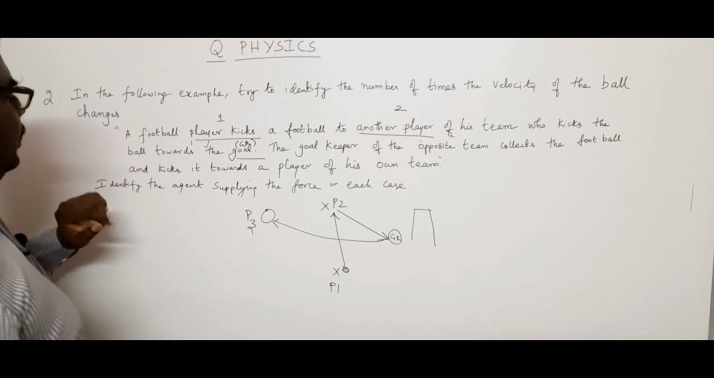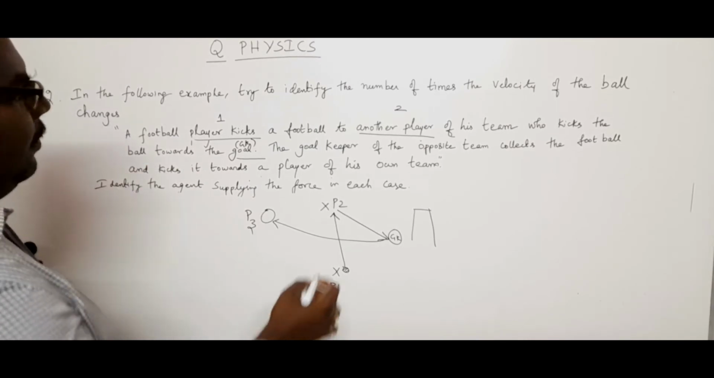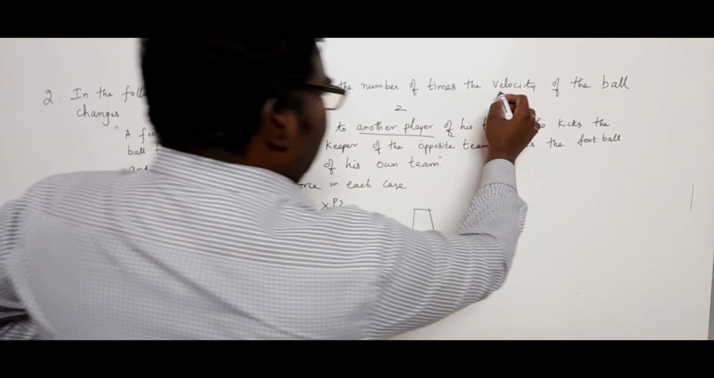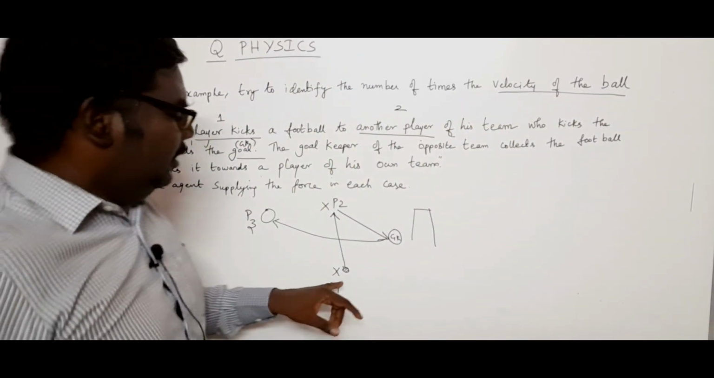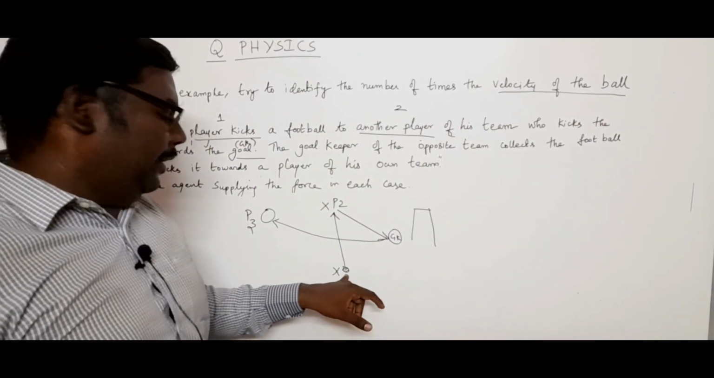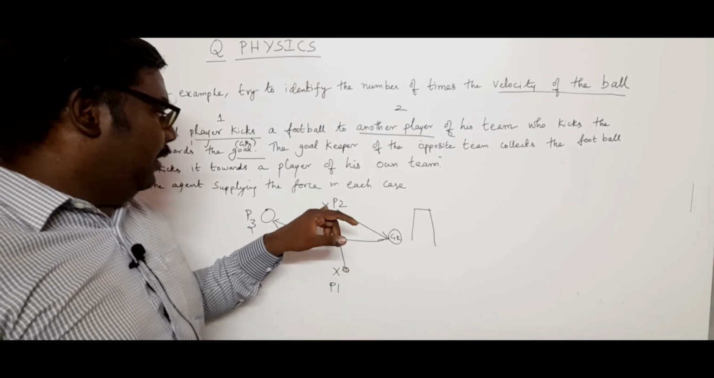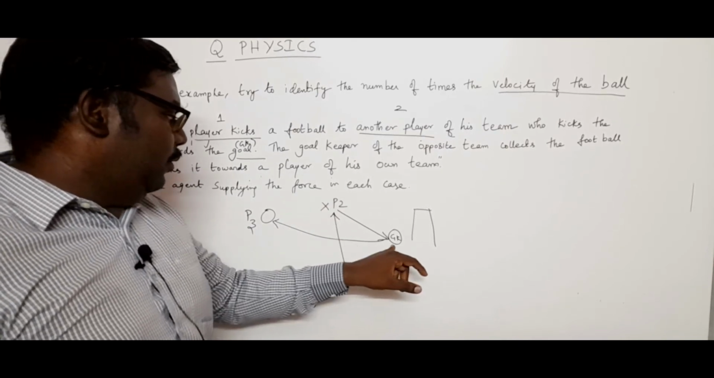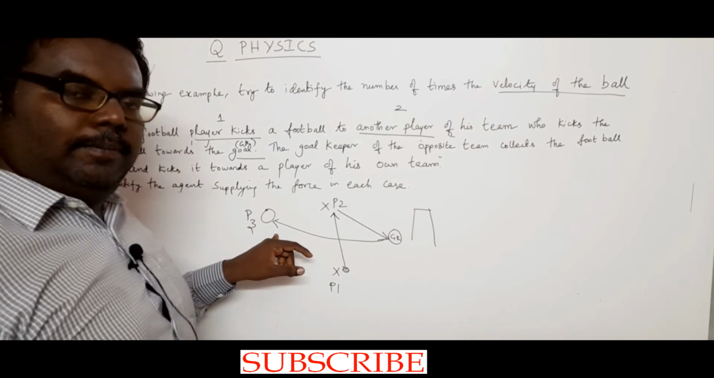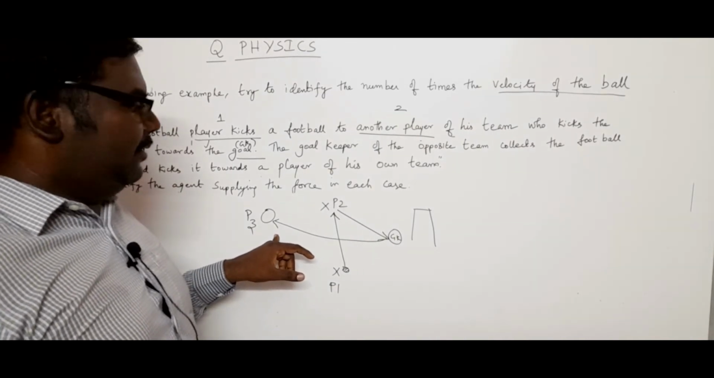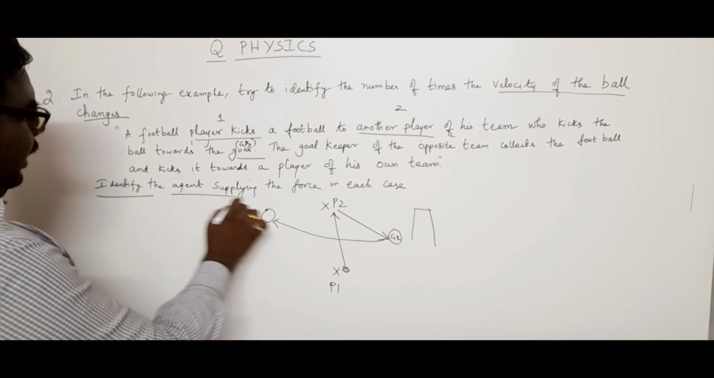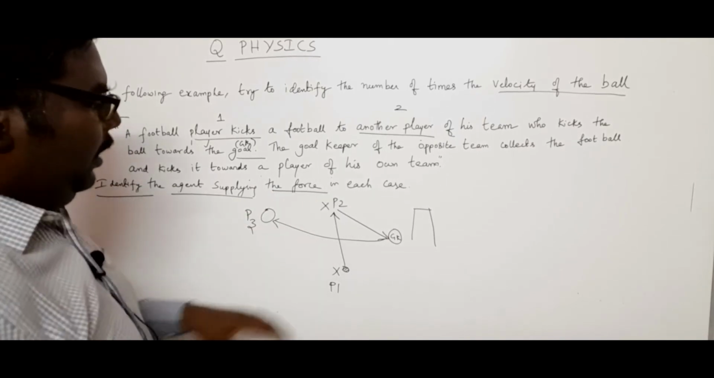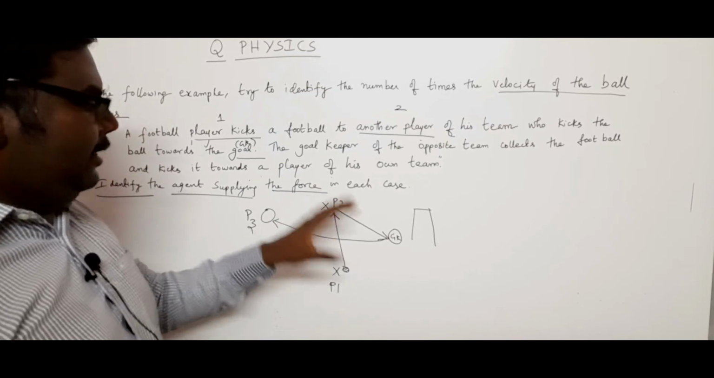So in this question, where all does the velocity of the ball change? The velocity of the ball changes near player 1, player 2, the goalkeeper, and player 3. These are the places where the velocity changes. And identify the agent supplying the force. Who is supplying the force for these changes?